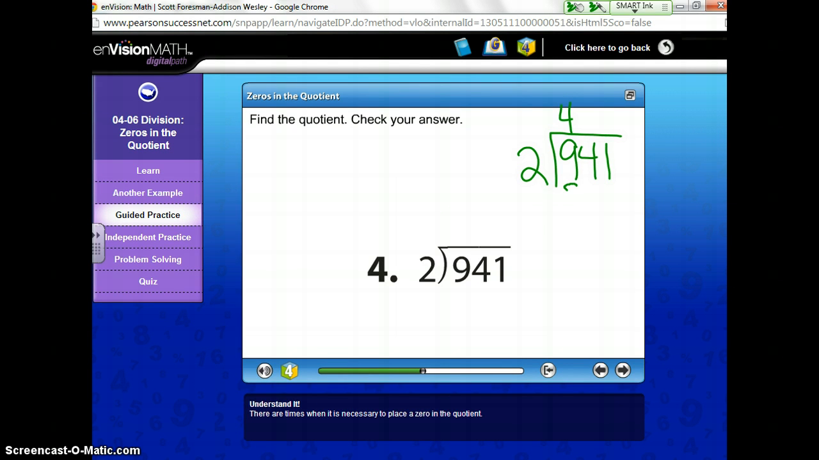And 4 times 2 is 8. 9 minus 8 is 1. Bring down 4. Good work. 14 divided by 2 is 7. And 7 times 2 is 14. Take your 14, subtract and get 0. And then bring down 1. 2 does not go into 1. 0 times 2 is 0. Good work.